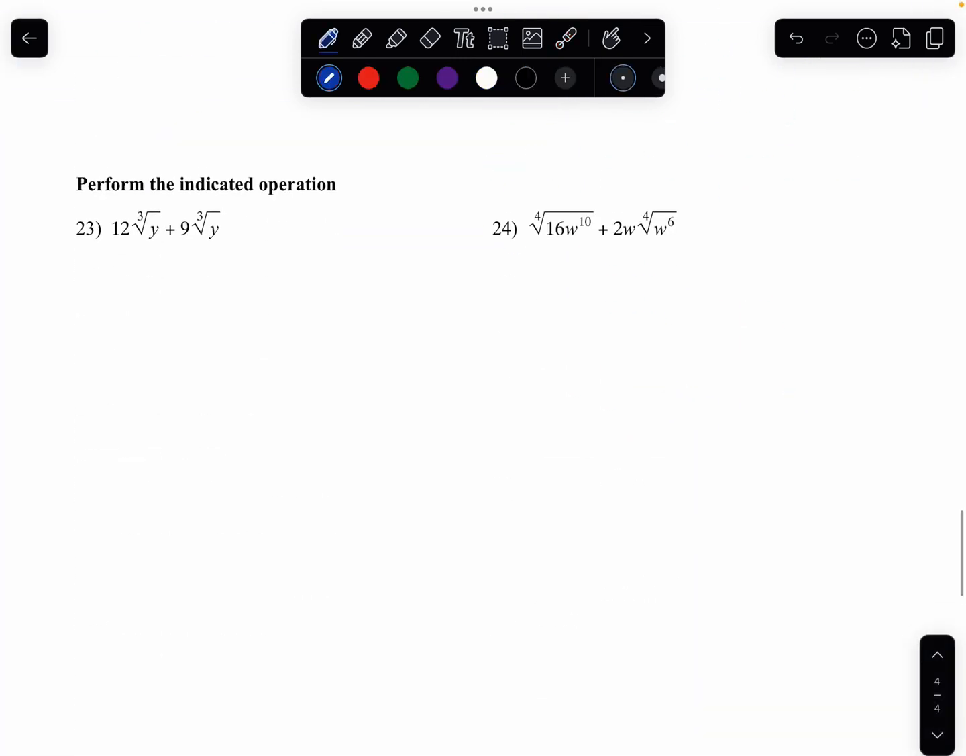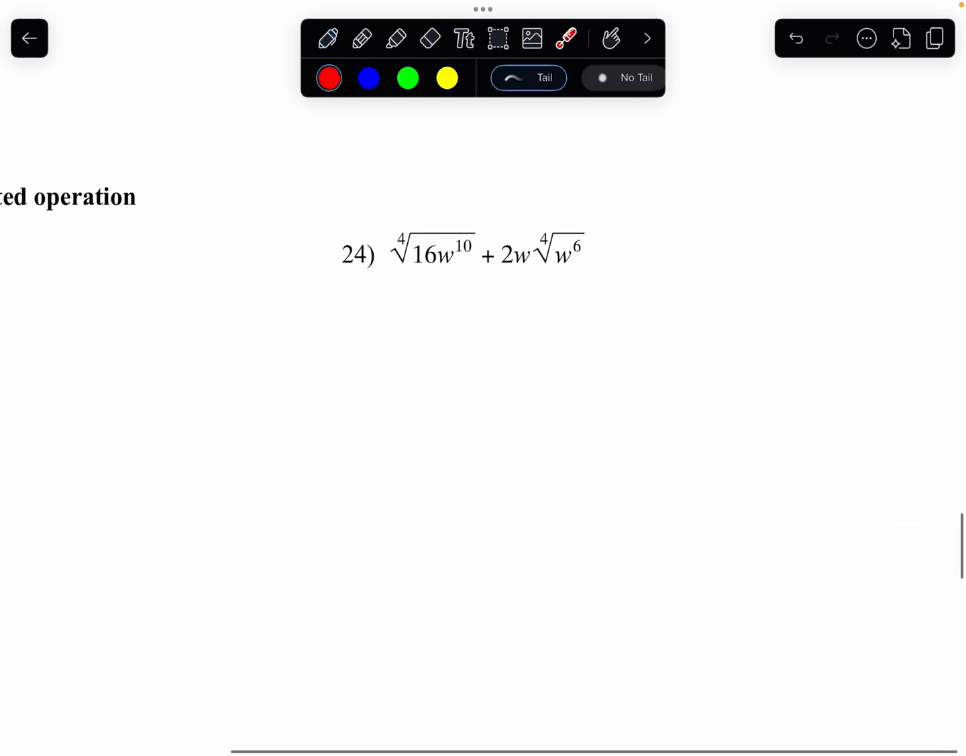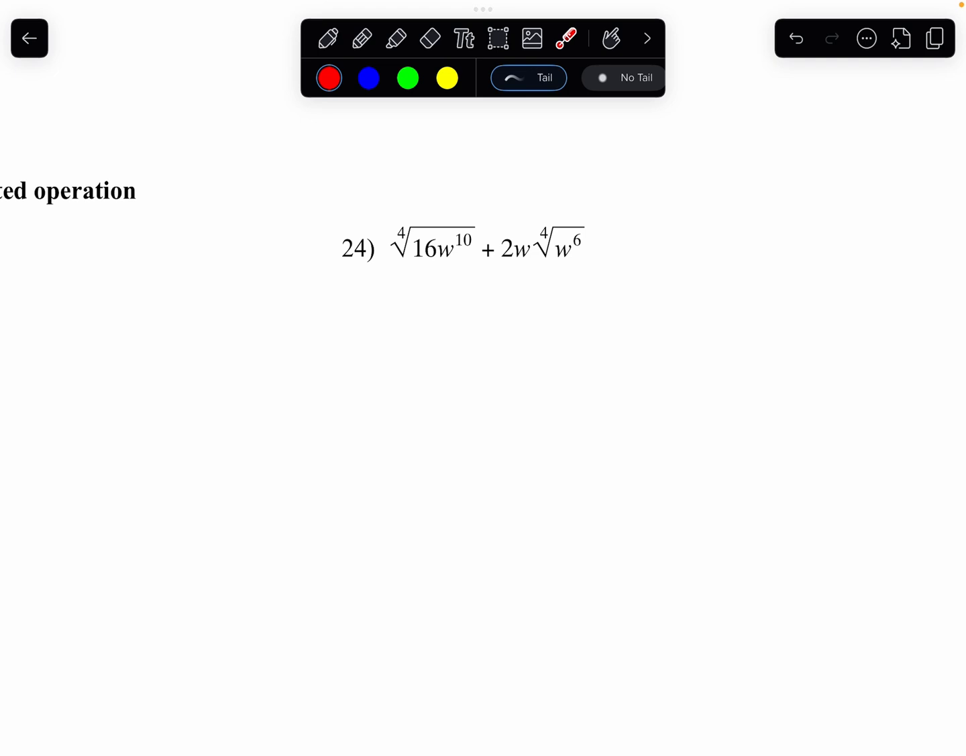Okay. Let's see, perform the indicated operation. So I have a cube root of y and a cube root of y. So that means these are like radicals, and I can add those together. So that's going to become 21 cube root of y. As for 24, this one should be fun. So I can't add these together. They are not like terms.